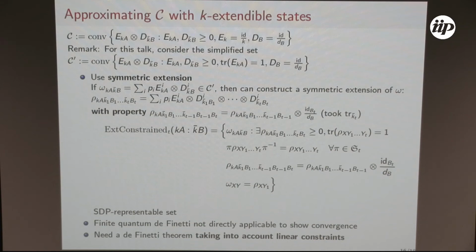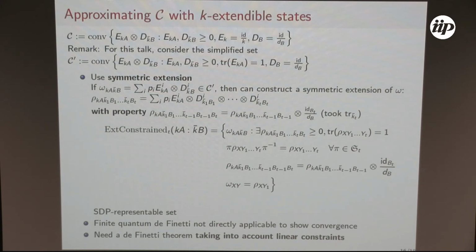So, you can see it as the set of separable states, except that I put linear conditions on the elements of which it can be a convex combination. I use the same idea. I start with a state omega, which is in this set C prime. So I can write it in this way.